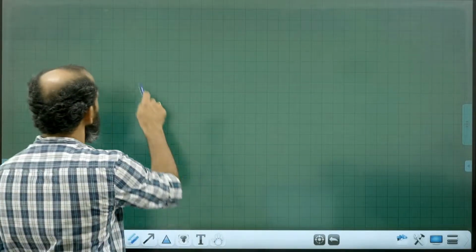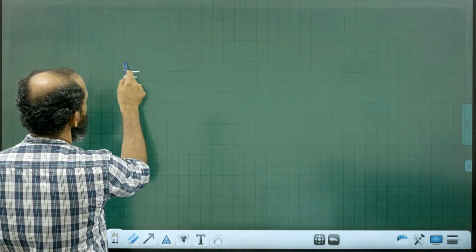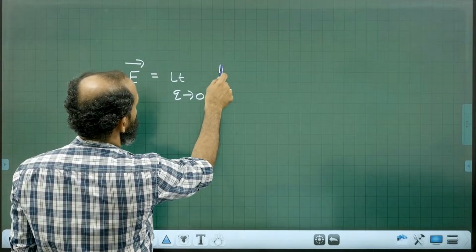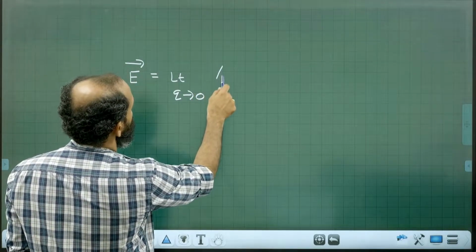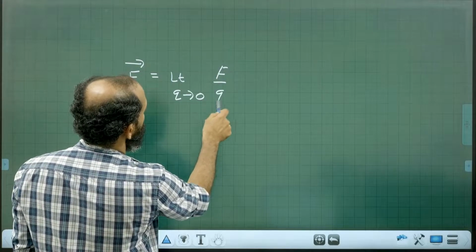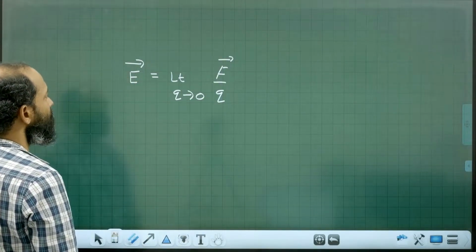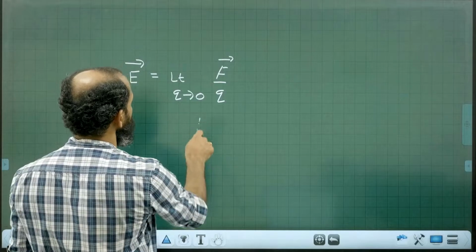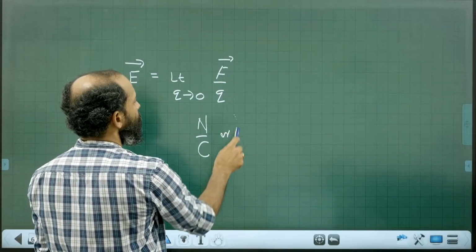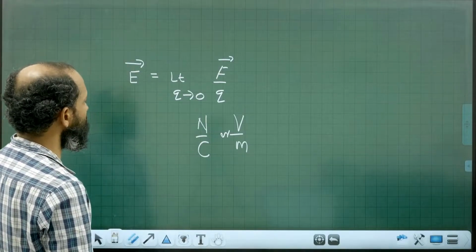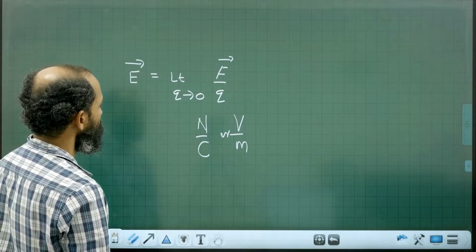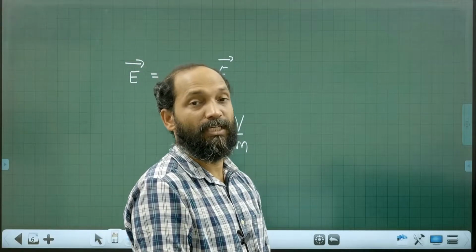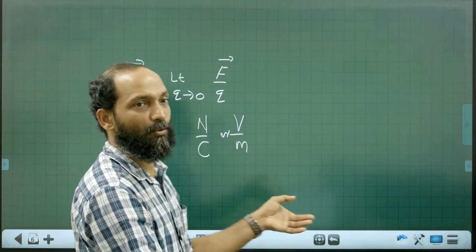We have learned field due to a point charge. Electric field intensity is defined as the limit, Q tends to 0, of F divided by Q. The charge Q should be tending to 0. Then force per that charge is called electric field. Its unit is newton per coulomb or volt per meter. Electric field intensity is a vector. Field is nothing but force per unit charge, so the field does not depend on that charge. Field only depends on the source charge.